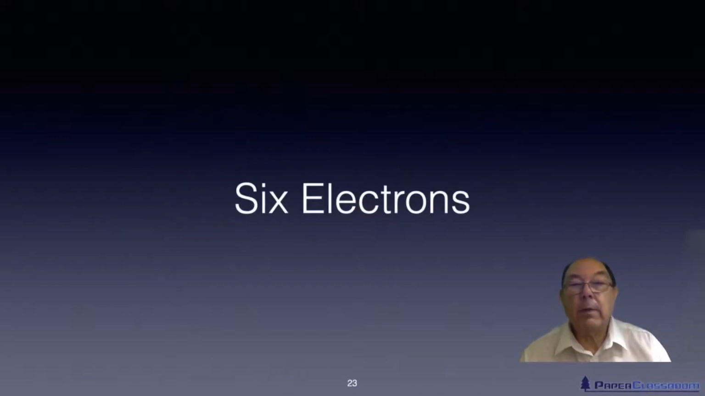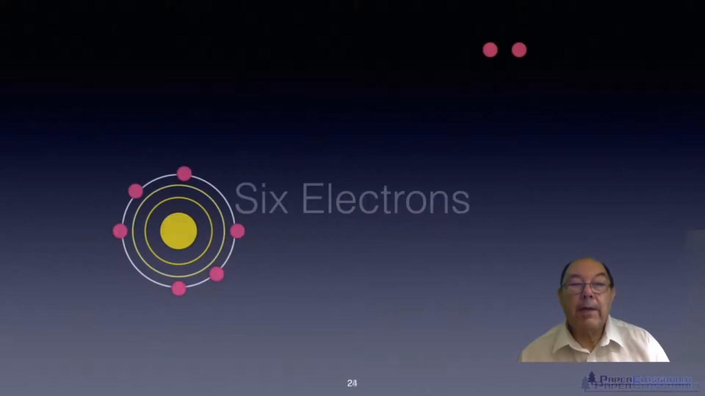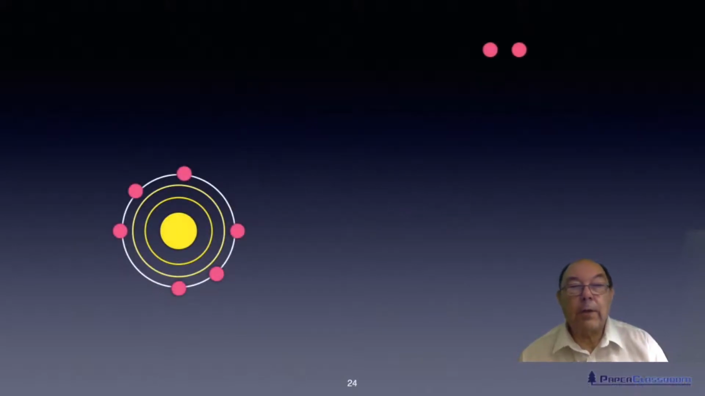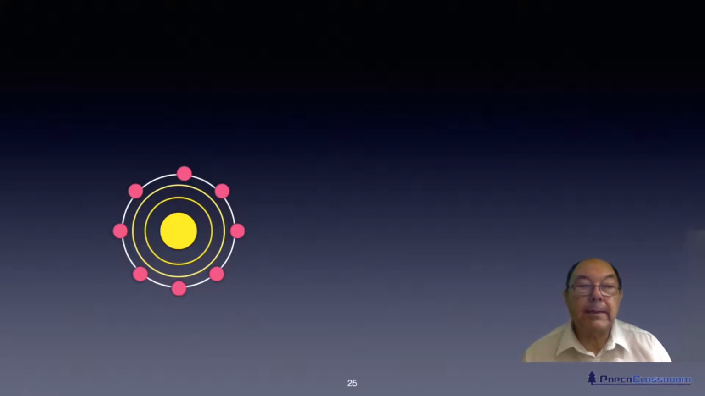Similarly, for an atom that has 6 electrons in the outer shell. There's our atom with 6 electrons in the outer shell, neutral. 2 electrons come in to fill those 2 empty spaces. The ion now has a charge of 2 minus.